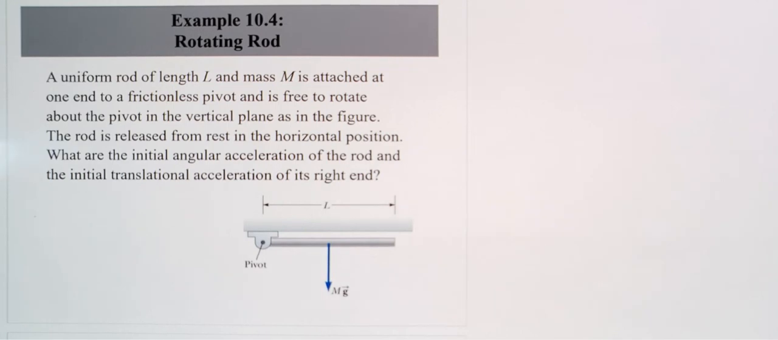The uniform rod of length L and mass M is attached at one end to a frictionless pivot and is free to rotate about the pivot in the vertical plane as in the figure. The rod is released from rest in the horizontal position. What are the initial angular acceleration of the rod and the initial translational acceleration?